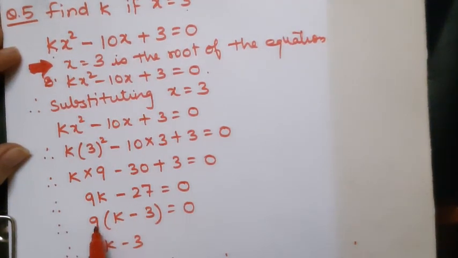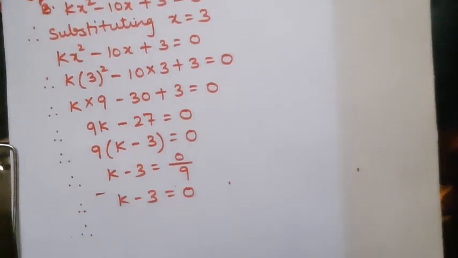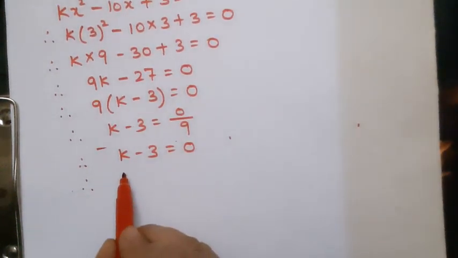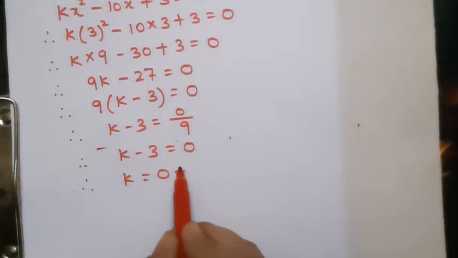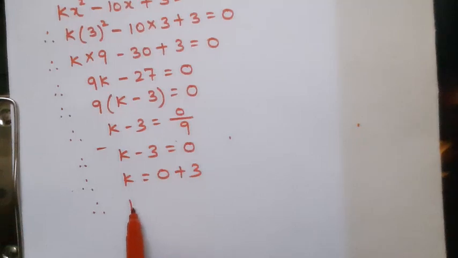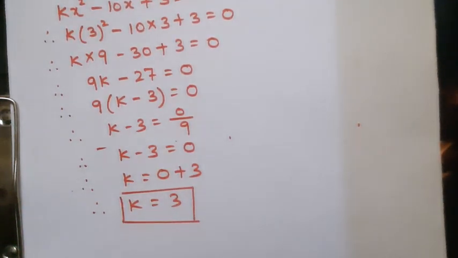So here we can take 9 into k minus 3. We can take this 9 on the right hand side. It will become 0 upon 9. So we will get k minus 3 is equal to 0. Therefore, now what will be the value of k? k is equal to 0 plus 3. Therefore, k is equal to 3. So this is the solution. This is the value of k.